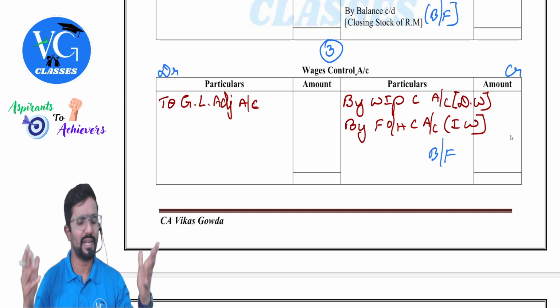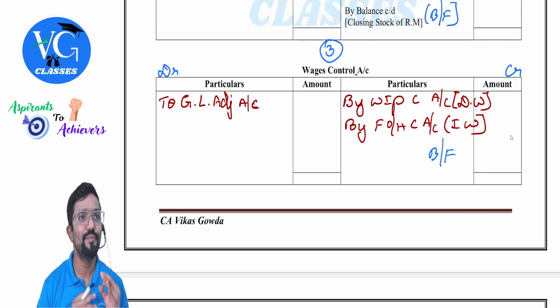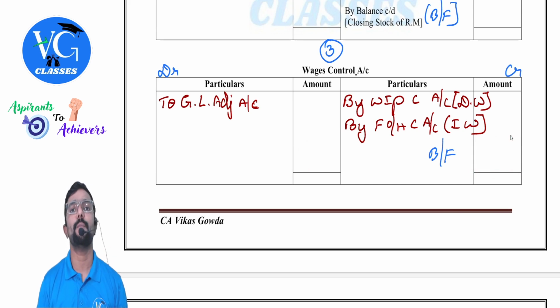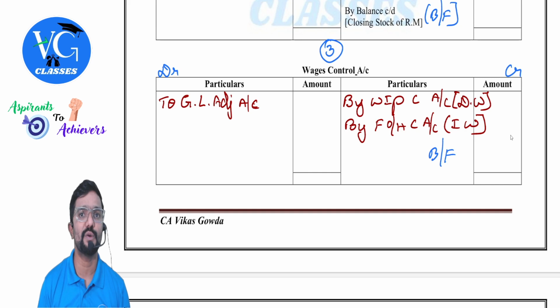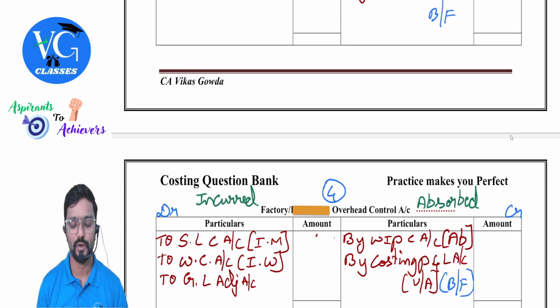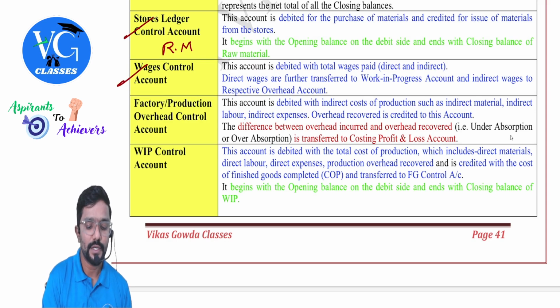Clear. Majority of the time, what I have observed is it will match, it will tally, close the game. If by chance the debit side is more, then on the credit side, what do you write? The wages paid for abnormal idle time. Where do you transfer it to, guys? Costing P&L account. So it will be to costing profit and loss account. Hope you got it. Yes. One more account closed.